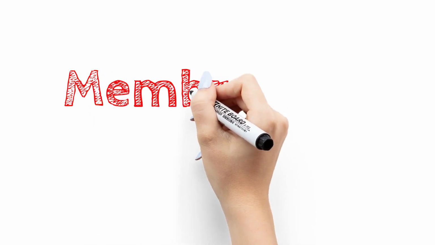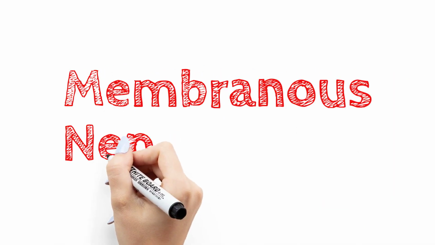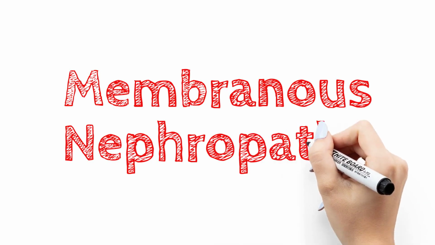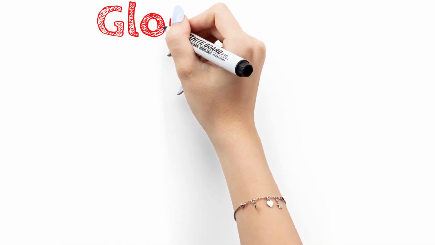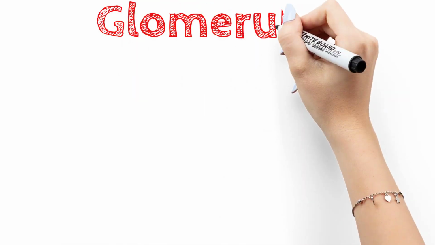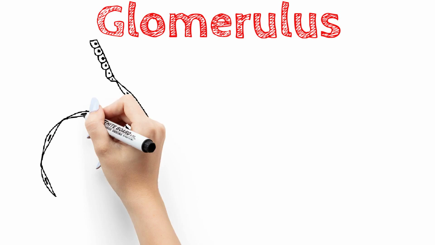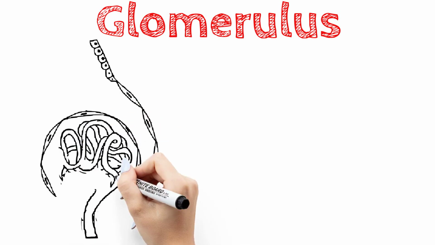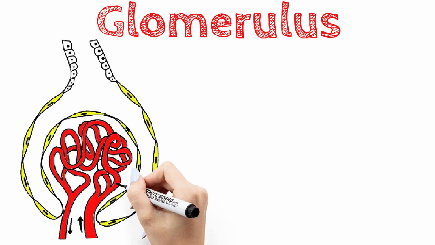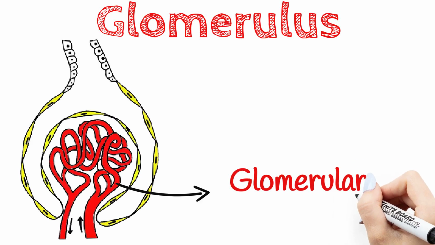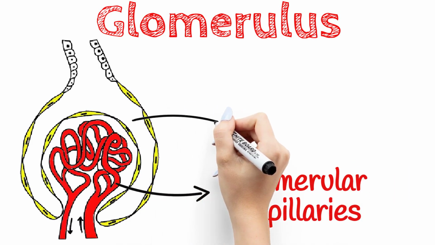Today we are going to talk about membranous nephropathy. To understand membranous nephropathy, we need to understand the structure of the glomerulus. The glomerulus is a structure situated at the beginning of a nephron. It is composed of mainly two structures: a tuft of capillaries, known as the glomerular capillaries, and surrounding it, a cup-shaped structure known as the Bowman's capsule.